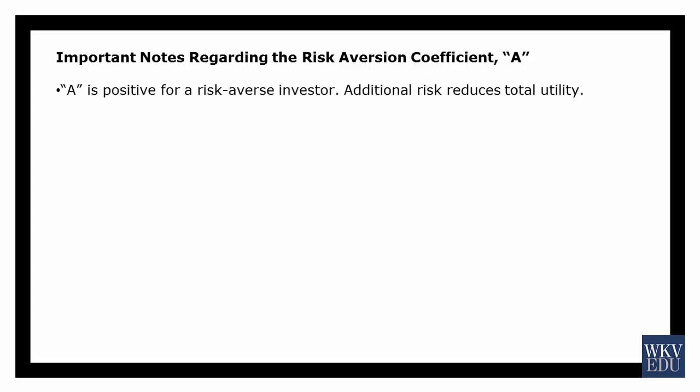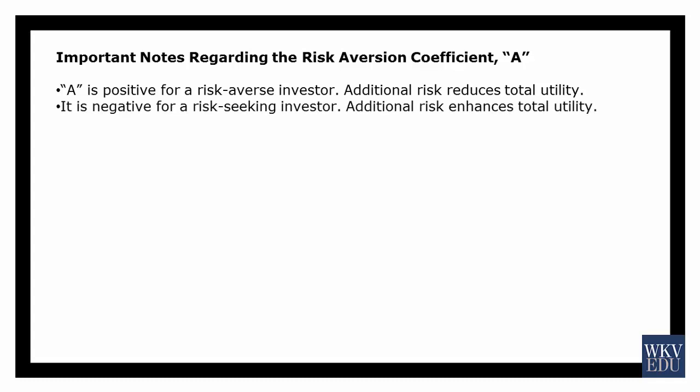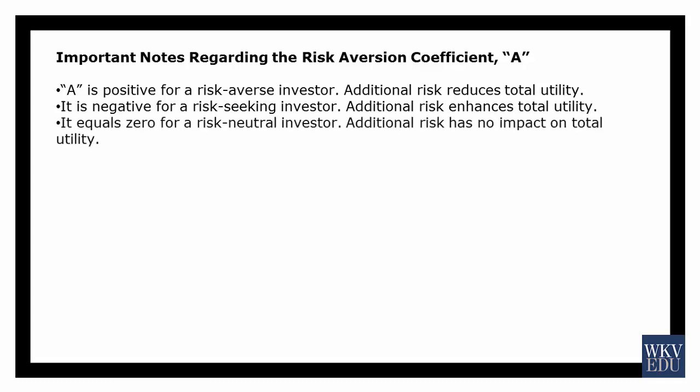Important points regarding A, the risk aversion coefficient. The risk aversion coefficient is positive for risk-averse investors, and additional risk reduces total utility. It is negative for risk-seeking investors, and it enhances total utility if they take additional risk. Finally, it equals 0 for a risk-neutral investor, as additional risk has no impact on total utility.